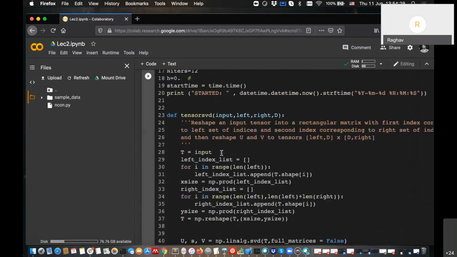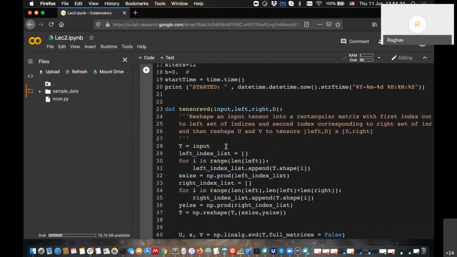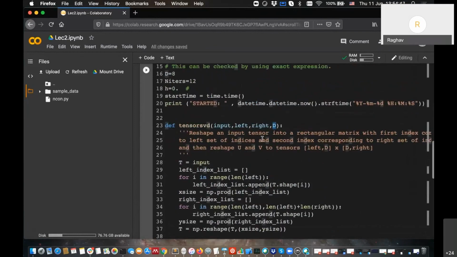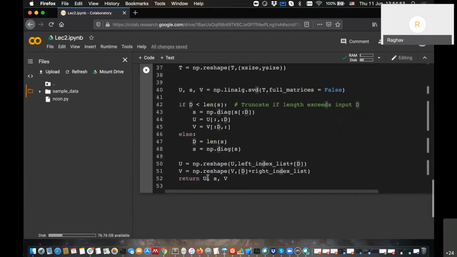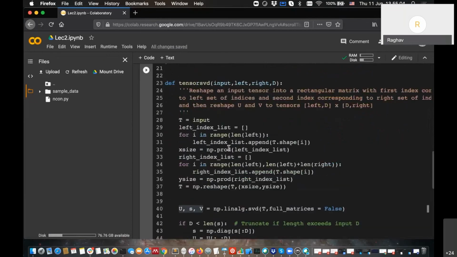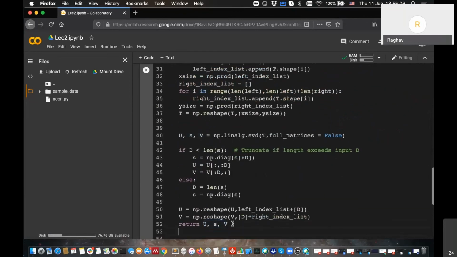Now this function, tensor SVD, is, as I told you, going to reduce the rank of the tensor. It will take some input, then make a left index and a right index. We need 2 indices because this is a matrix. And then this D is what I just explained. It's going to truncate to this value, and it will give me the 3 elements of the output of SVD. Whenever we do SVD, you get 3 outputs, U, S, and V, as I already mentioned in the note. So this is the SVD routine which we want to use for our purposes.